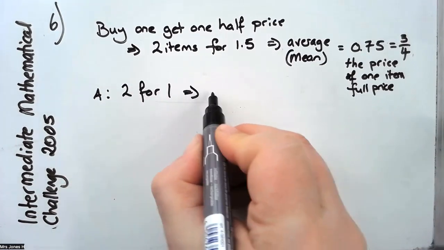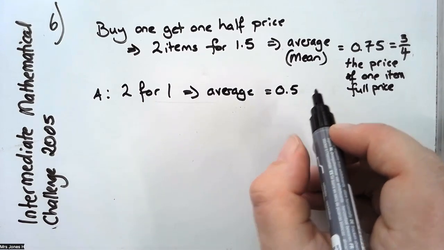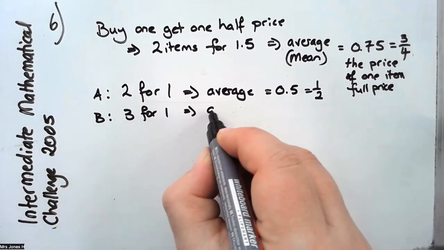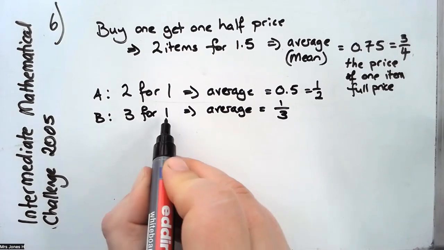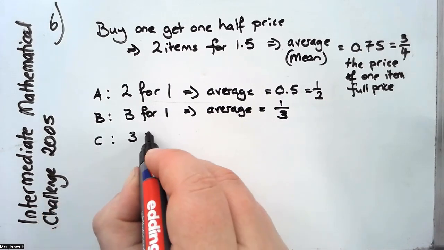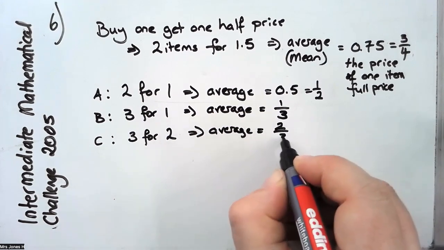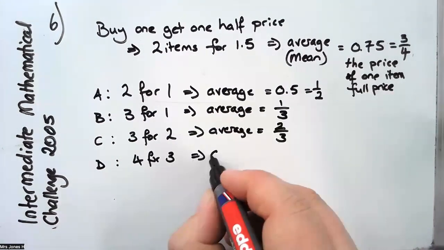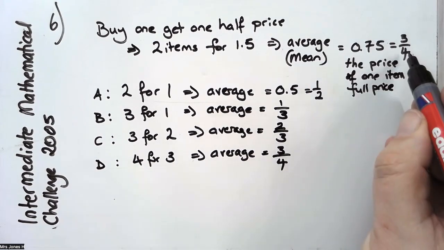Two for the price of one. Three things for the price of one thing. And we can see here that this 3/4 is the same as this 3/4.